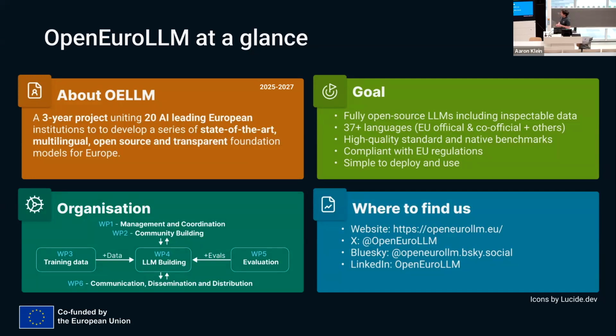The project includes 20 different European institutions. There are universities, startups, companies, and so on. For example, Tübingen is the ELLIS Institute where I'm working, but also the Tübingen AI Center.